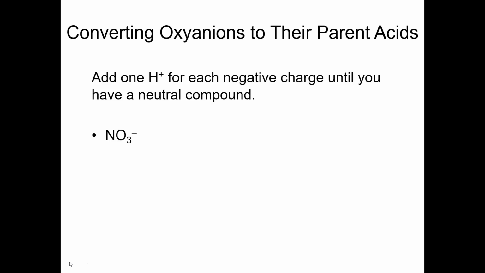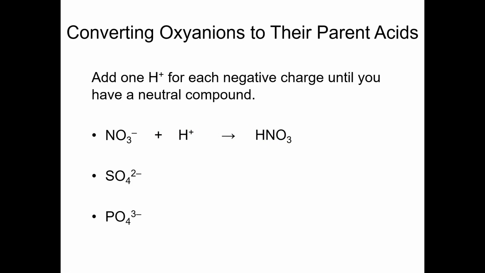What does that mean? Well, let's take a look at three oxyanions that we know well: nitrate, sulfate, and phosphate. You'll notice that nitrate has a charge of -1, sulfate has a charge of -2, phosphate has a charge of -3. So to get to a neutral compound from nitrate, we only add one H+. A plus plus a minus cancels out, and now I've got a neutral compound. And so the formula for the parent acid of nitrate is going to be HNO3.